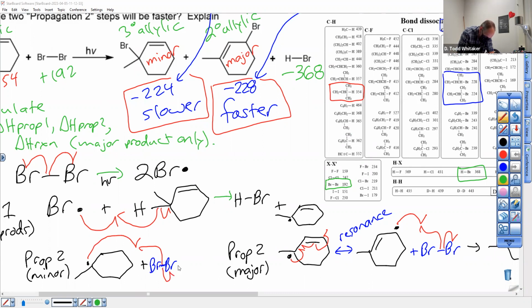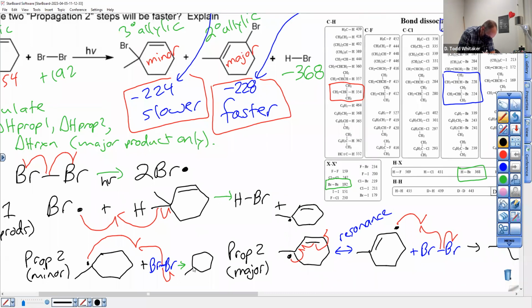Number one mistake I see is those hooks not starting on bonds. For some reason, students just forget that and start at a nucleus. That is not a good thing to do. Starting any arrows or hooks at a nucleus, that is not where electrons are. You have to lose points. So both of those hooks start on the bond. This hook ends at the other hook, making a C-Br bond. And we're gonna get our major product here.